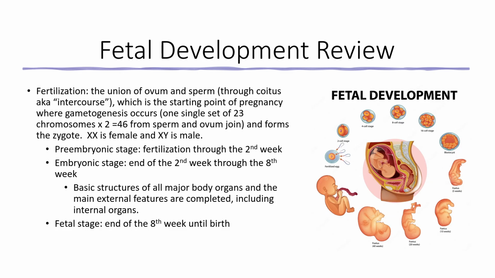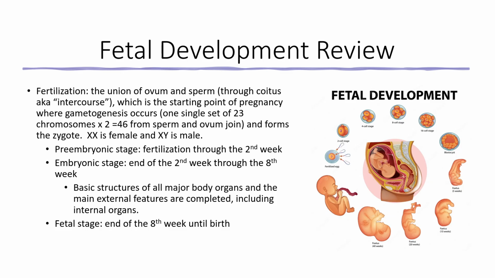And this is where you actually join chromosomes, one set of 23 chromosomes from the ovum as well as 23 from the actual sperm. So we're incorporating the biological mom and the biological dad's DNA, and this forms the actual zygote. In the zygote, there are 3 stages. The pre-embryonic stage is the fertilization process, which is occurring during the first 2 weeks.